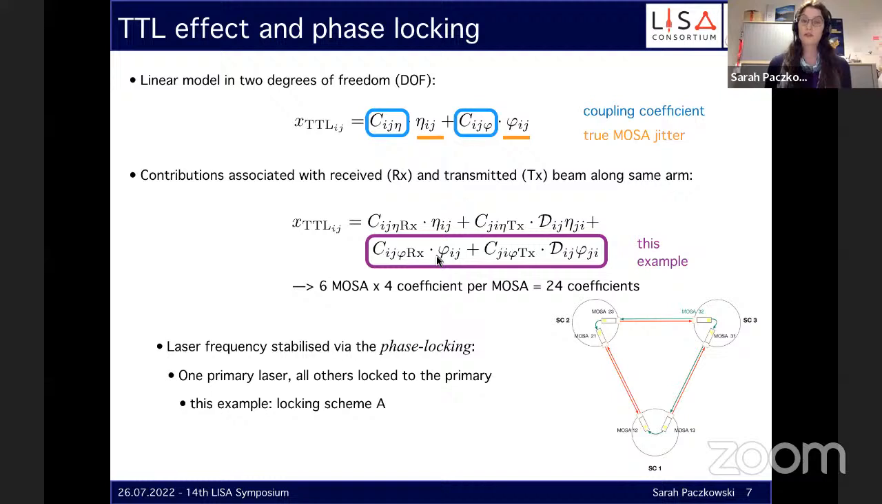For the interferometric measurement of this example jitter, the phase locking is also relevant. Indeed, this method is used for frequency stabilization to one primary laser. And in this example that we are going through now, we chose the locking scheme A, which is shown here on the right.